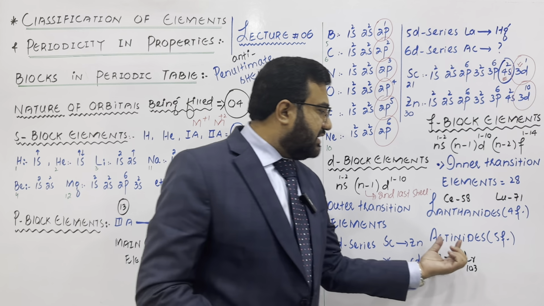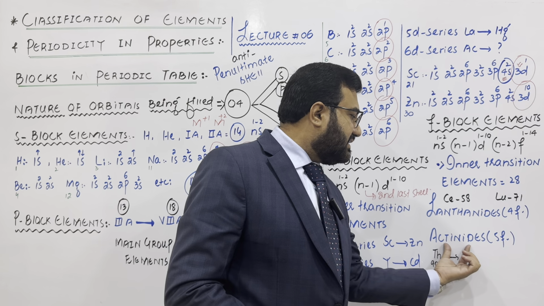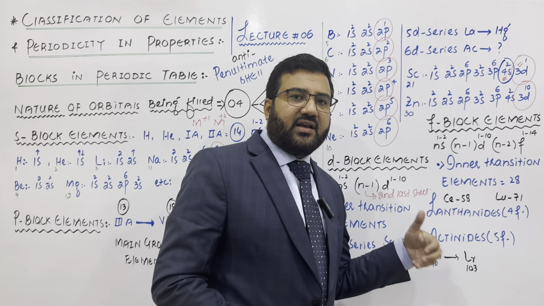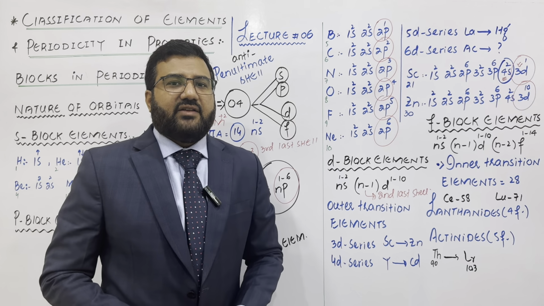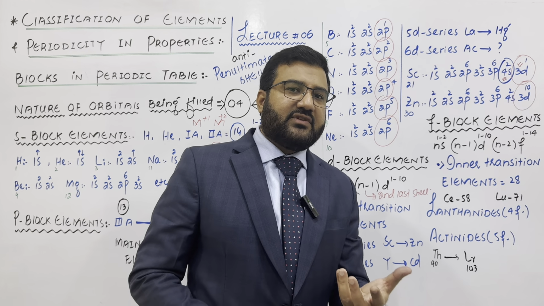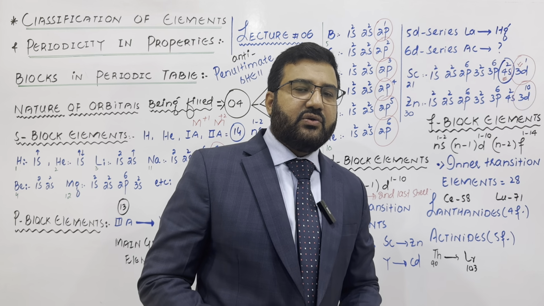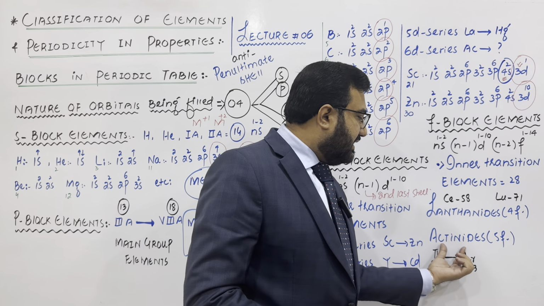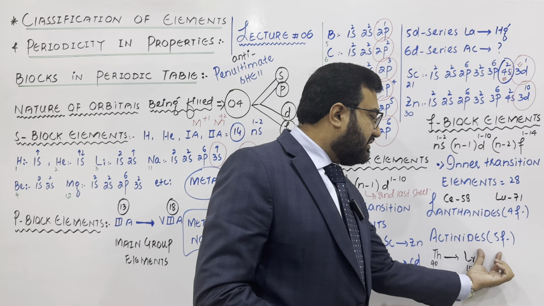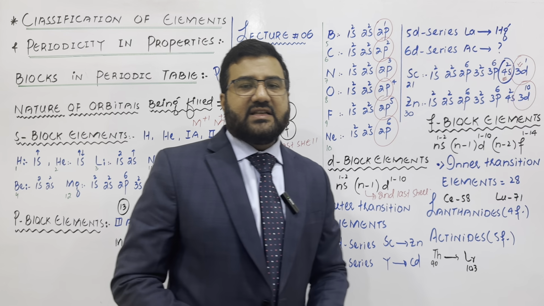And my dear students, most of the members of the actinide series are man-made, artificial, and so highly unstable that sometimes only a few nanograms of them can be prepared in the laboratory using nuclear reactions. So these are the actinide series. Similarly, the 14 elements of the actinide series will have similar properties.